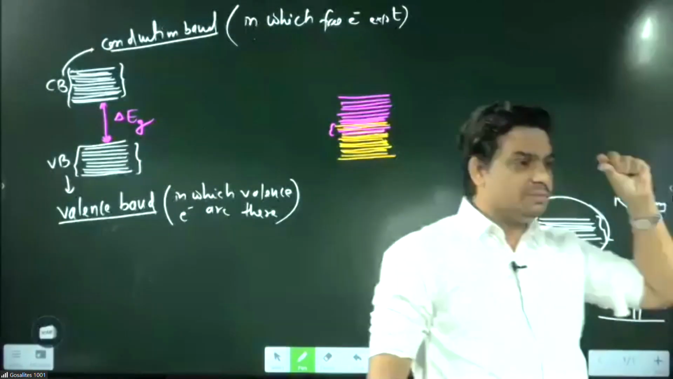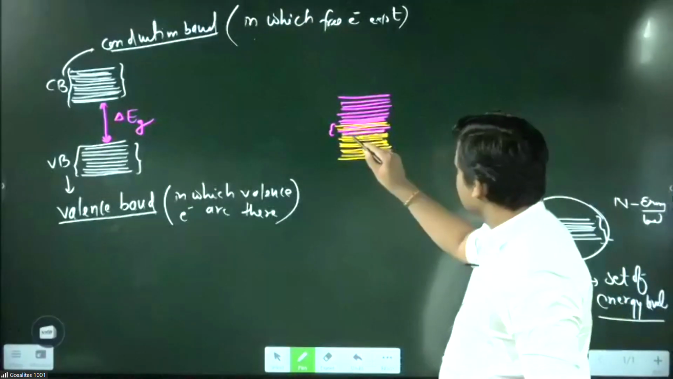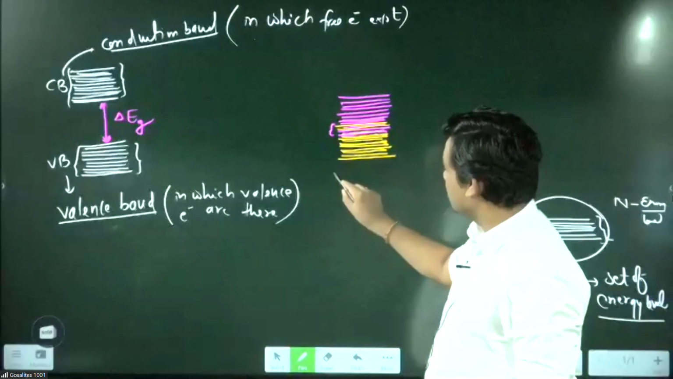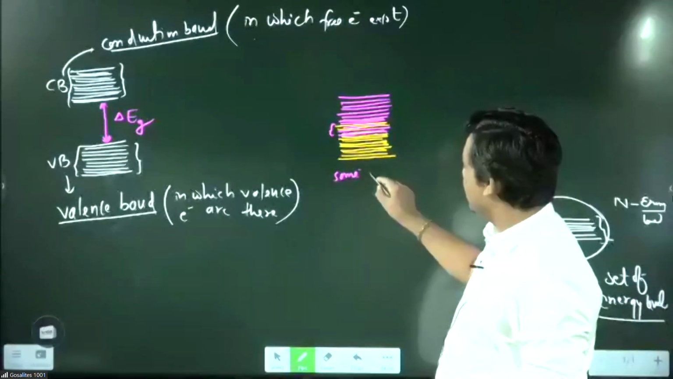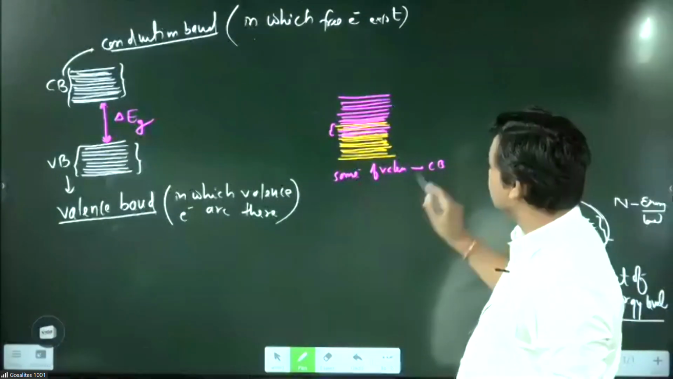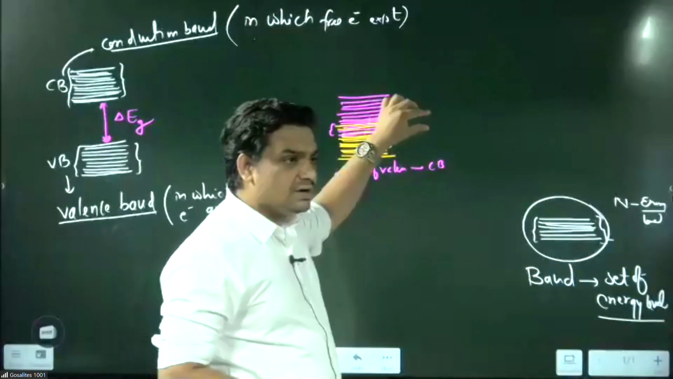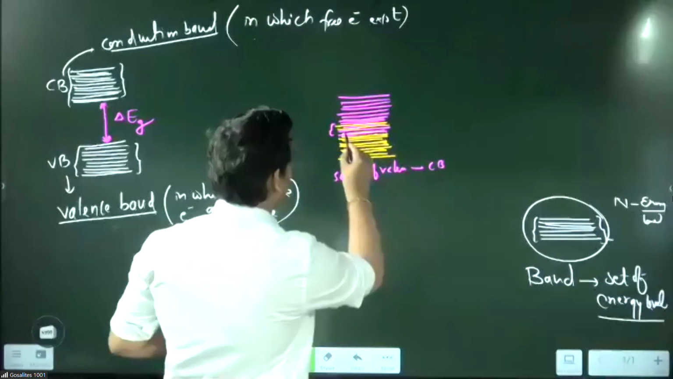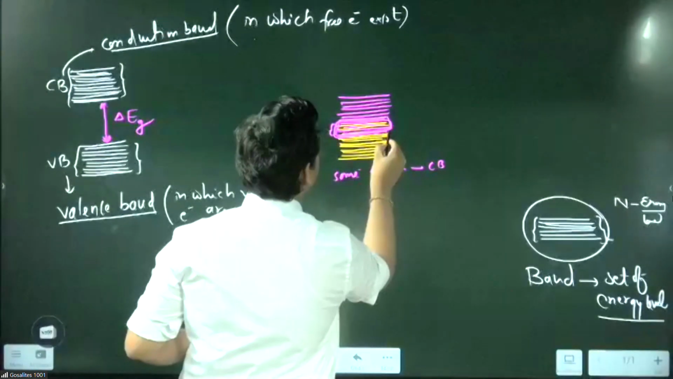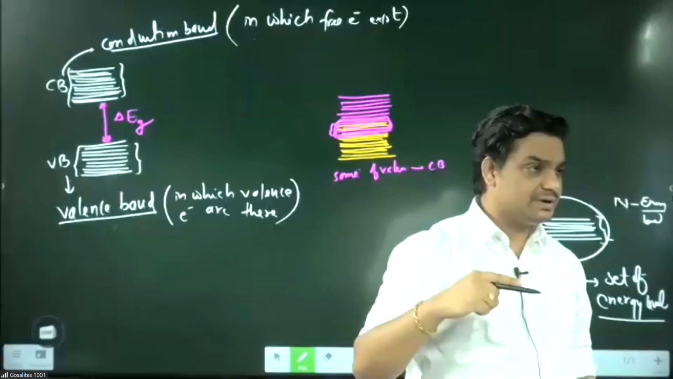What is the meaning of overlapping? Overlapping means a few electrons are already free. Some electrons of the valence band are already in your conduction band, so some overlapping is there between the conduction band and valence band. Because of this some electrons are free, like we have in sodium, where one free electron is there.